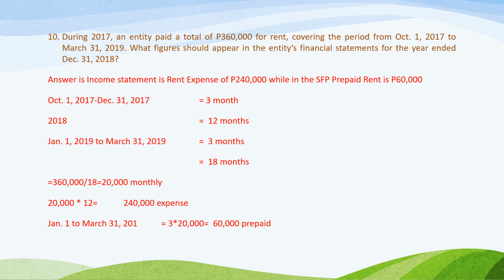Therefore, in the 2018 statements, the income statement must report a total expense of 20,000 times 12, which is 240,000. While the statement of financial position will report a prepaid rent equal to 3 months, from January 1, 2019 to March 31, 2019. So 20,000 times 3, that is 60,000.